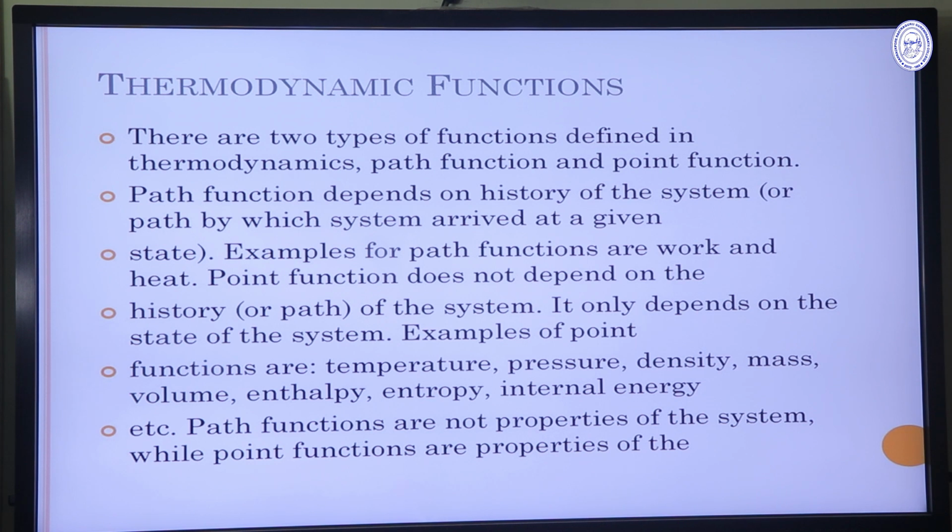For example, temperature, pressure, density, mass, volume, enthalpy, entropy, internal energy. You can see that these numerous parameters are all point functions that are independent of the path. So it is easier for you to remember which are the point functions, as the majority are point functions, and only the two most important ones, that is work and heat, are the path functions.